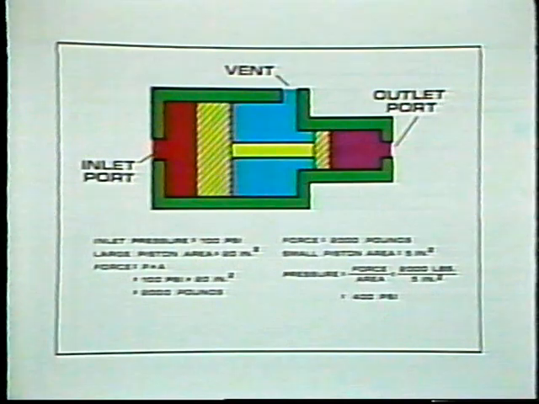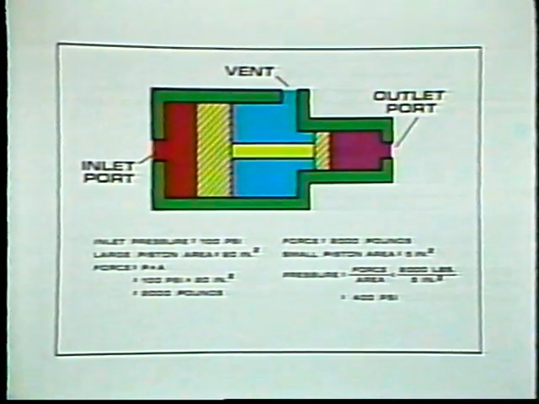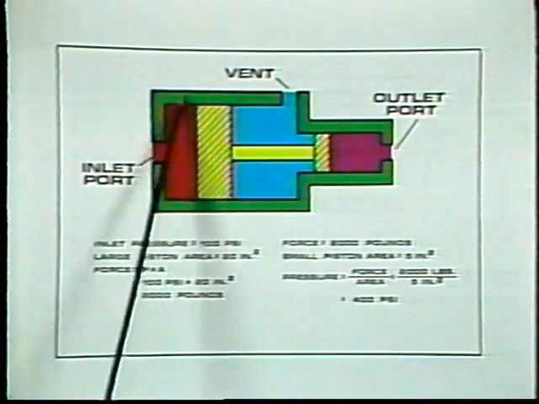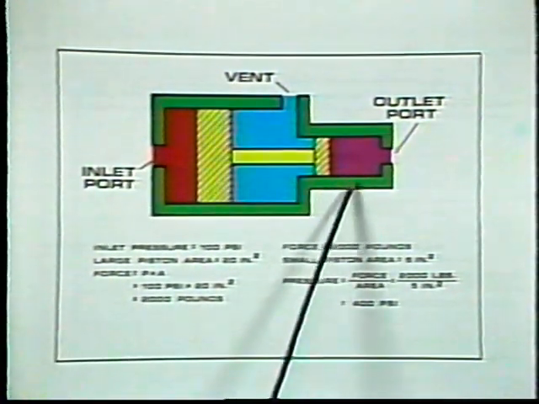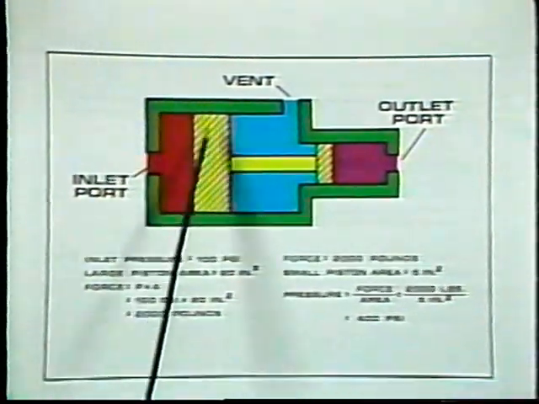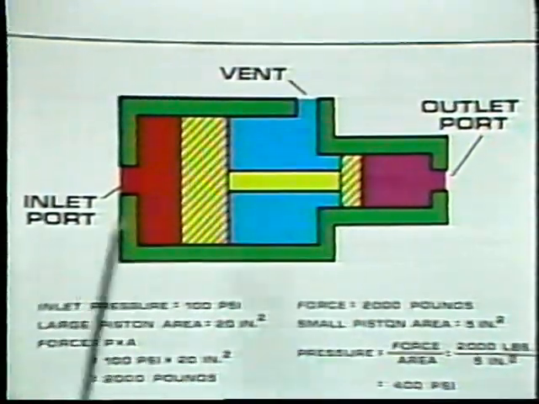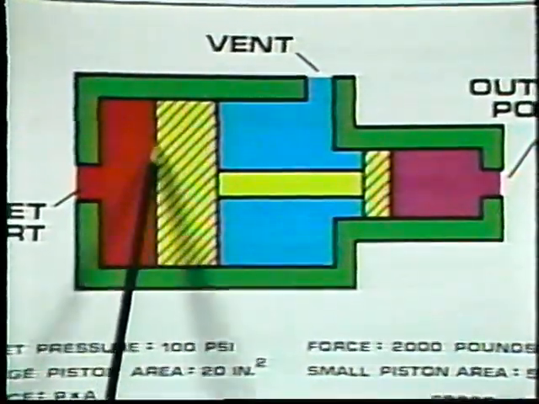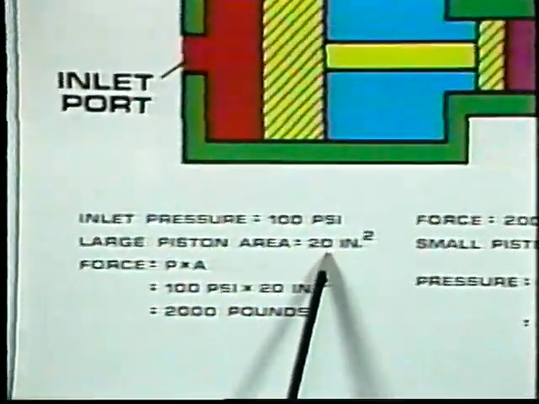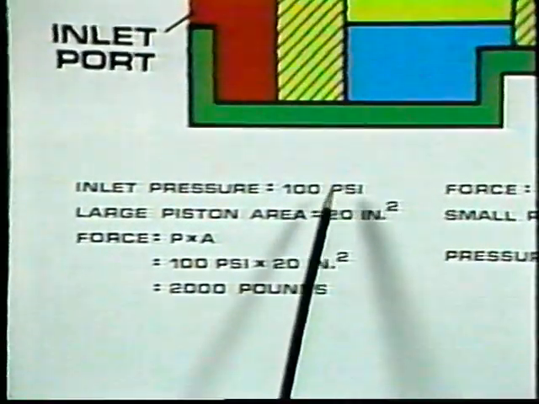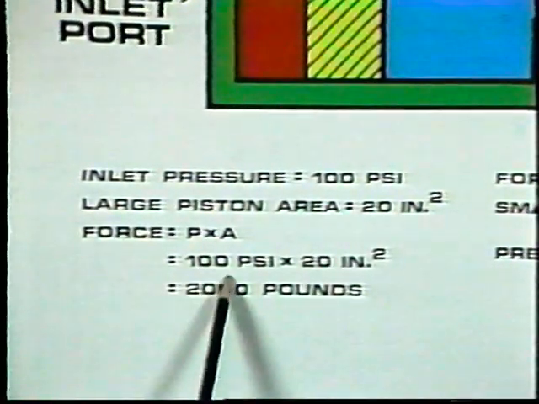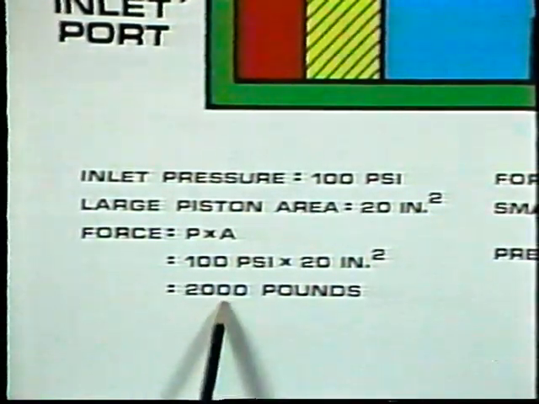If because of space limitations or some other reason we're not able to go to a larger cylinder, we can get a larger output force by increasing the air pressure with something called a pressure intensifier. In simplified form, it looks like this. We have a large cylinder here and a small cylinder here, and their pistons are connected with a rod like this. If the large piston has an area of 20 square inches and there is 100 pounds per square inch pressure exerted against it, then the force in the rod will be 100 times 20, or 2,000 pounds.